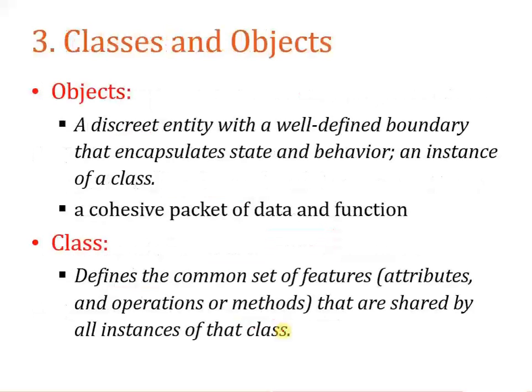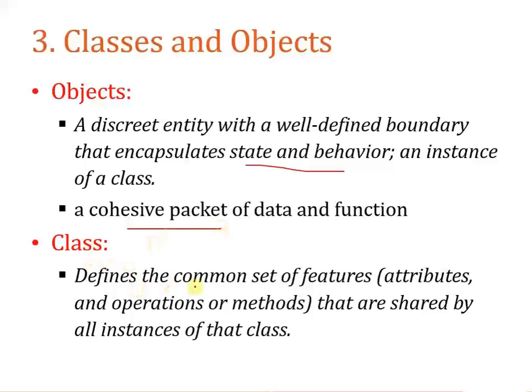The third part of today's video session concentrates on classes and objects. So we have very well discussed what is an object, what is a class, etc. So here are the formal definitions. An object is a discrete entity with a well-defined boundary that encapsulates state and behavior. It is also an instance of a class. So it is a cohesive packet of data and function together.